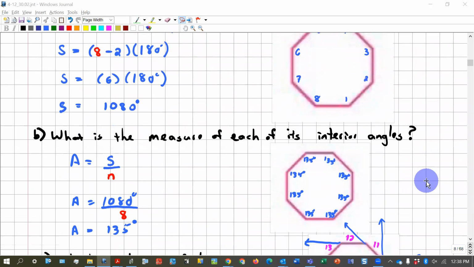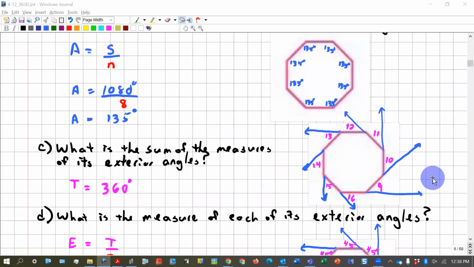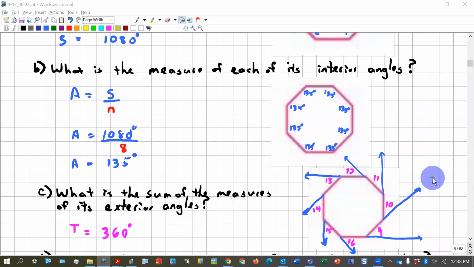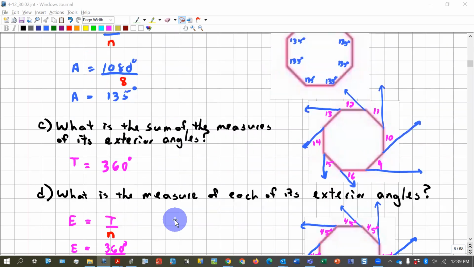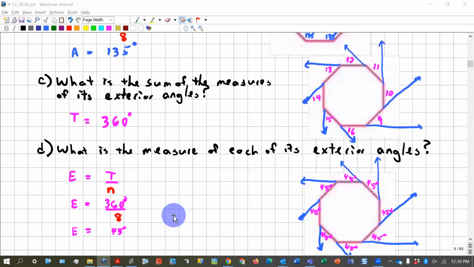When they talk about that extra angle, they're not talking about from one side all the way to the other, just one half of that. They're talking about one of these pink angles. Or you can just take 360 and then divide by how many. So you can do it either way.